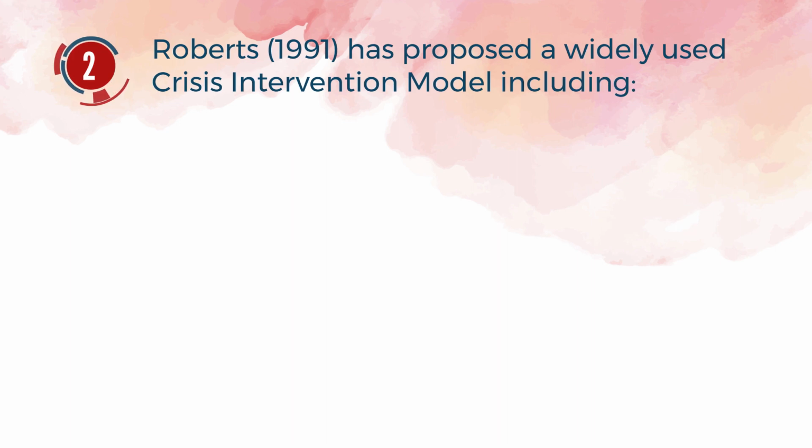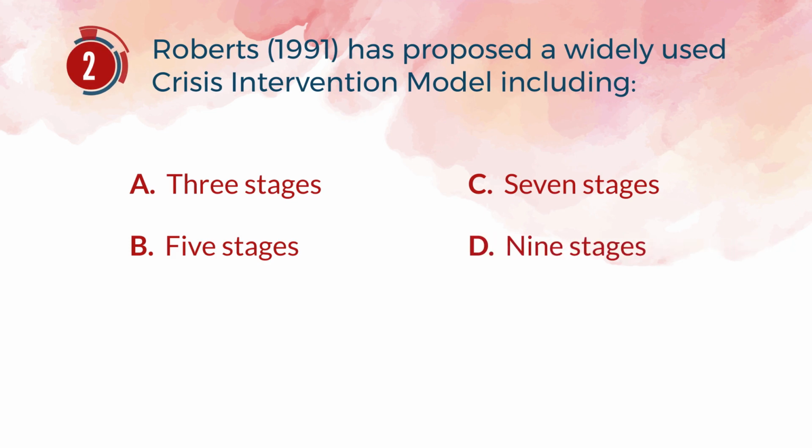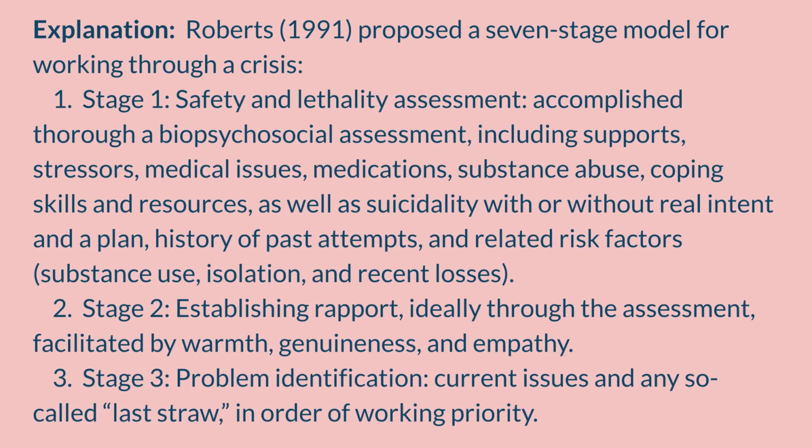Number 2. Roberts, 1991, has proposed a widely used crisis intervention model including A. 3 stages, B. 5 stages, C. 7 stages, D. 9 stages. The correct answer is C. 7 stages. Explanation. Roberts, 1991, proposed a 7-stage model for working through a crisis.